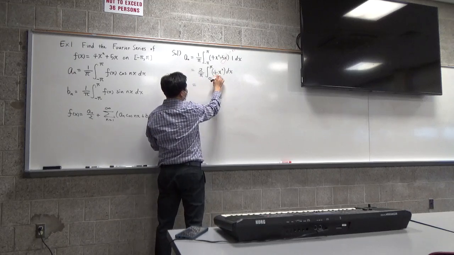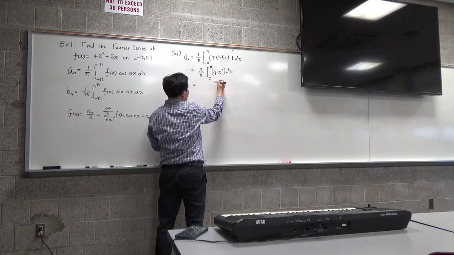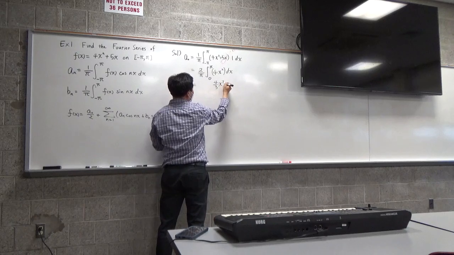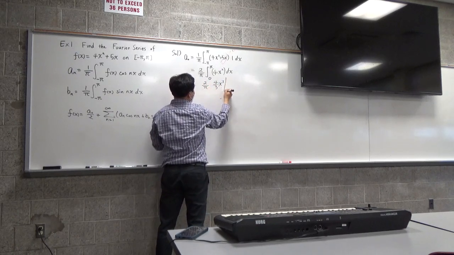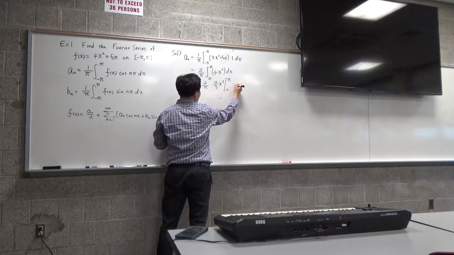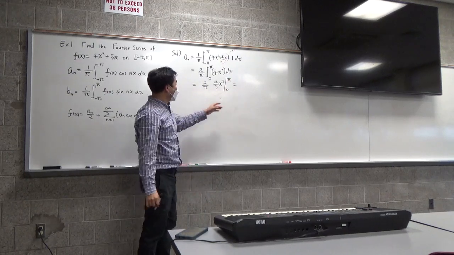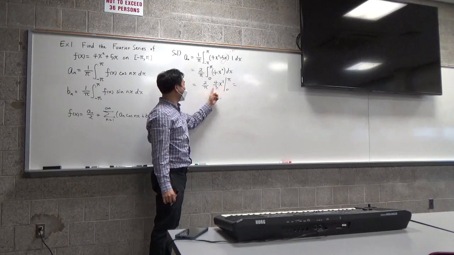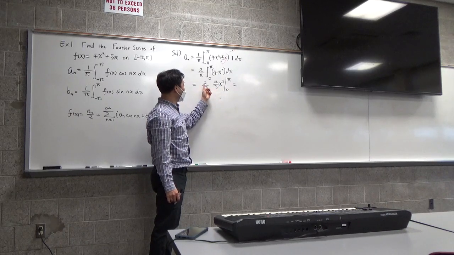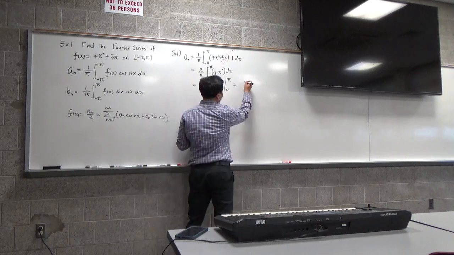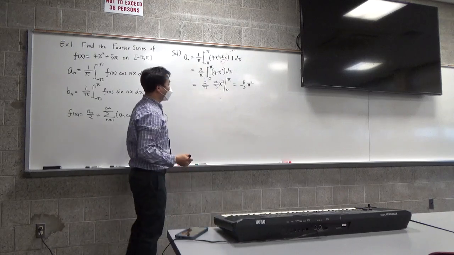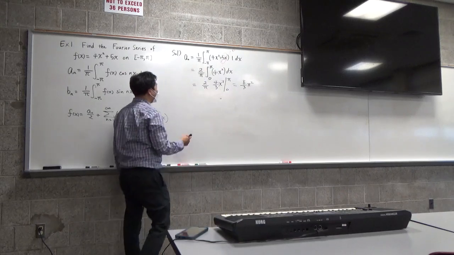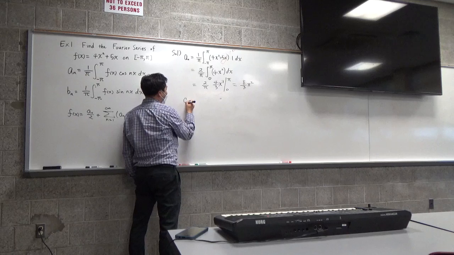And then this integral is what? 4 over 3 x cubed times 2 over pi. And you plug in pi and 0. And then pi cubed divided by pi, that gives you pi squared. 2 times 4 is 8, so you get 8 over 3 pi squared. Okay, so we have our A0. Now let's go for An.